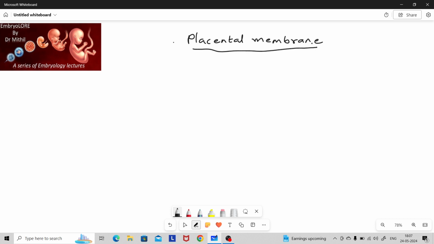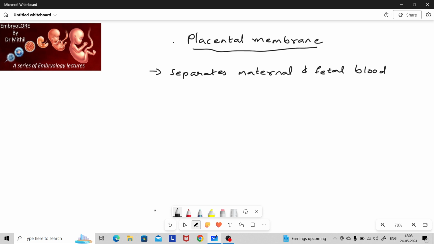So what is this placental membrane doing? The basic function is separating the maternal blood from the fetal blood, so that there will be no mixing. Let us understand the placental membrane, or the placental barrier. Usually in questions it is called the placental membrane only. Let us understand it in the pictorial way.